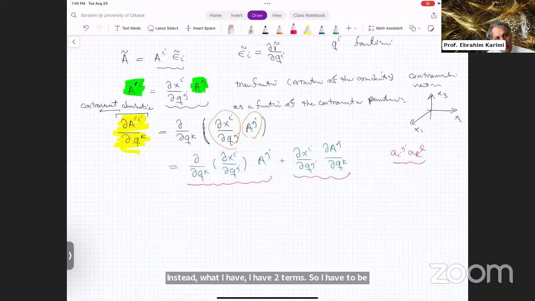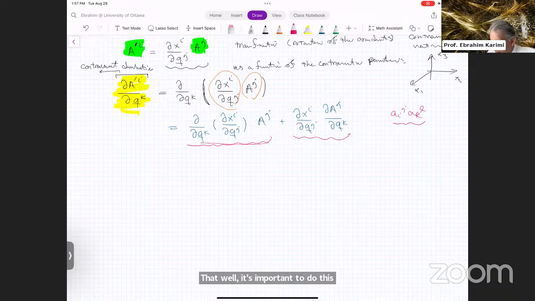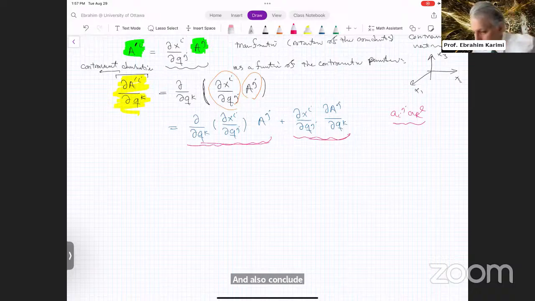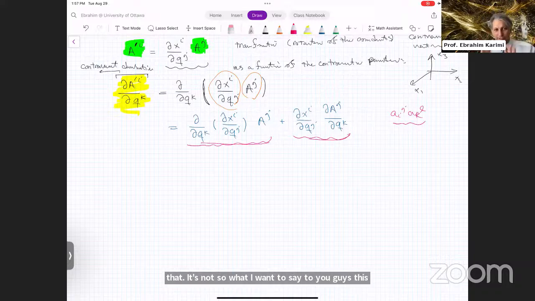So I have to be very careful not to jump to the conclusion that the contravariant derivative of a vector's components will be a tensor of rank two. So I have to be very careful with this calculation. And let's do the calculation in an elegant formalism. It is important to do this calculation first and also conclude it. So let's do that. This is not following the tensor formalism calculation. It's a little bit more complicated than that.